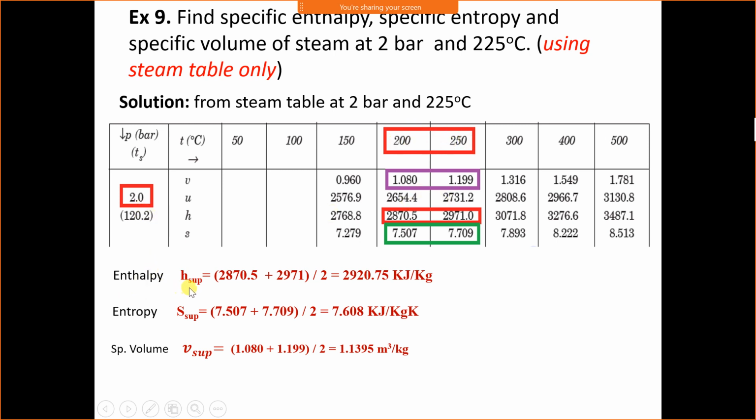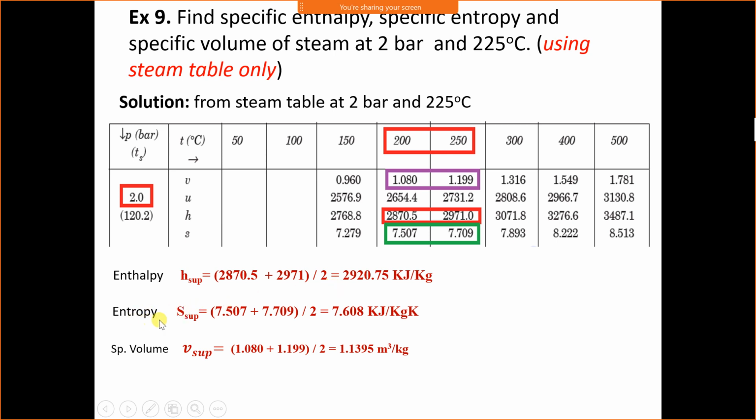Now at 2 bar, the enthalpy at 200 degrees Celsius is 2870.5, and for 250 it is 2971. I will add both and divide by 2, because 225 is the middle of these two values. Therefore, I will take the average values of properties at 200 and 250 degrees Celsius. So 2870.5 plus 2971 divided by 2.